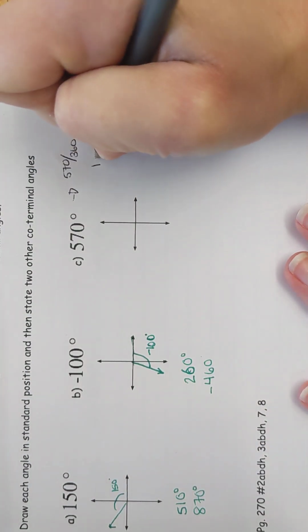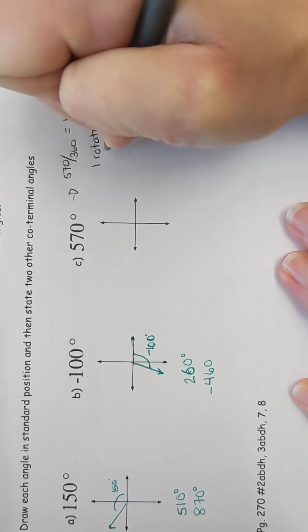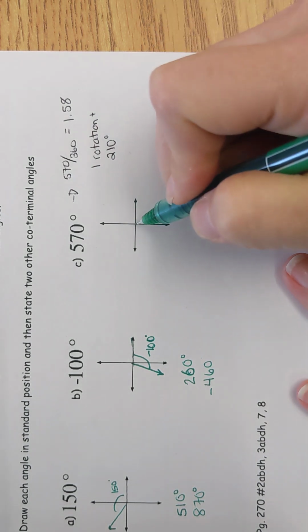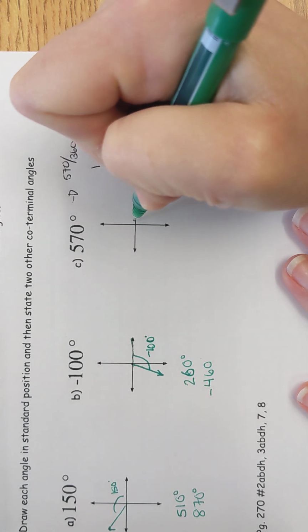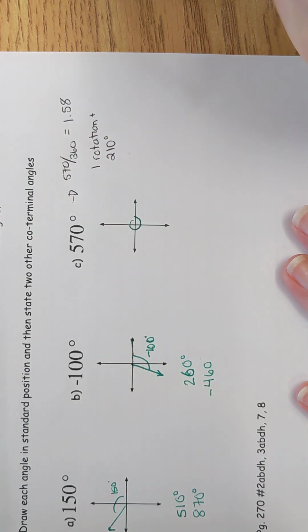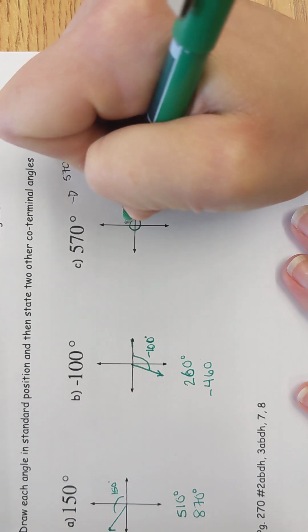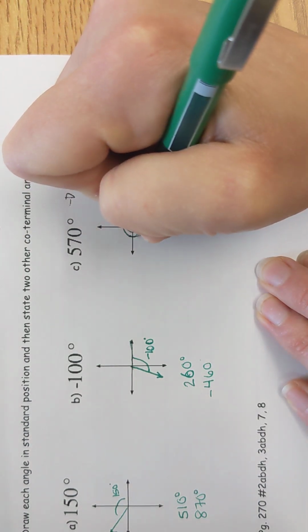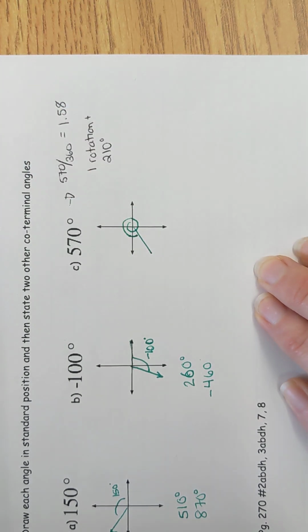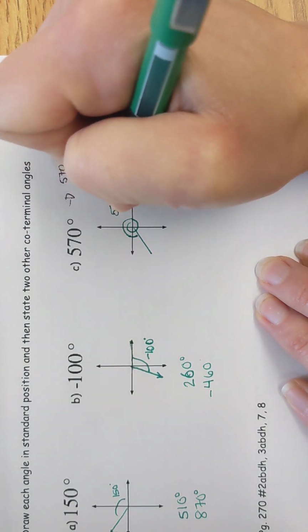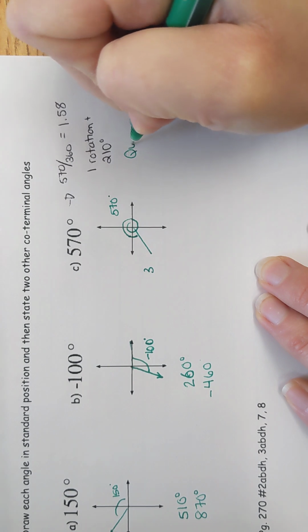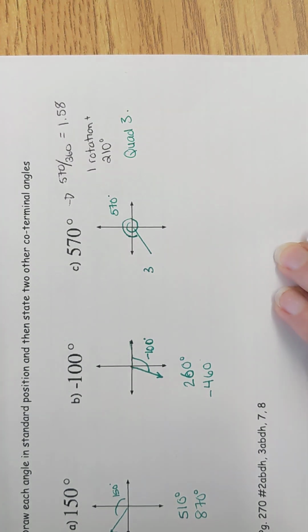I'm going to go all the way around once, and I'm just going to record that: one rotation plus 210 degrees. I'm going to start on my initial arm and go all the way around, and then go another 210 degrees. I'm going to go another 180 degrees, and then I've already done 180 degrees, so now I've got to go another 30 degrees. There's my angle right there. This is my angle of 570, and it's in quadrant 3. I can record that too. Some of the textbook questions ask you for that.